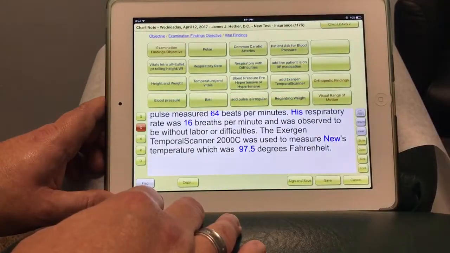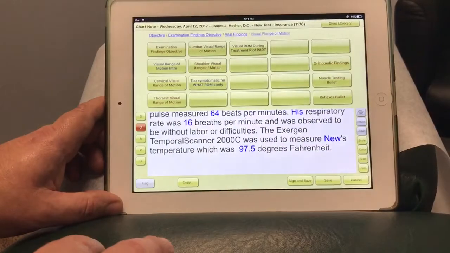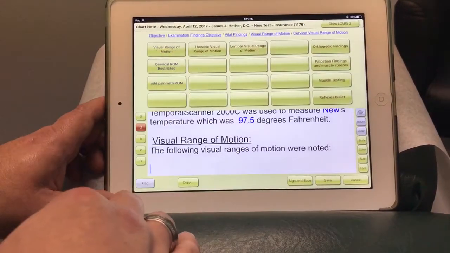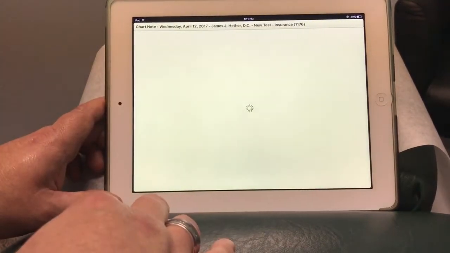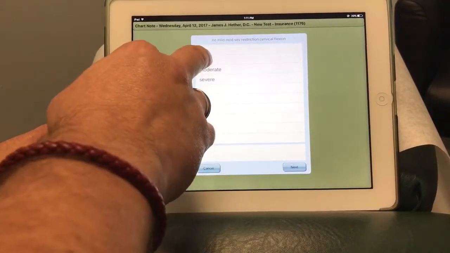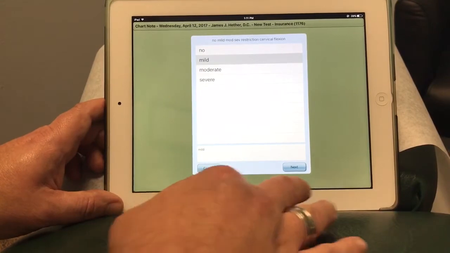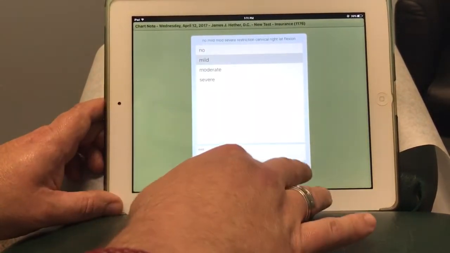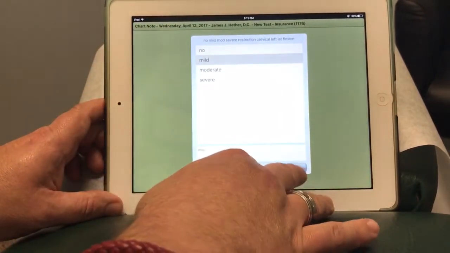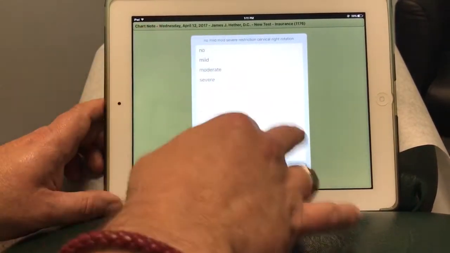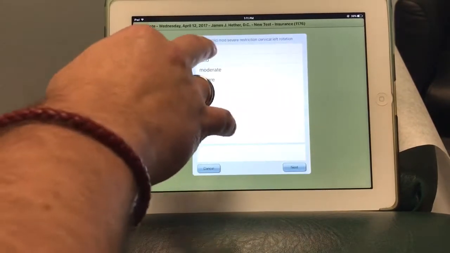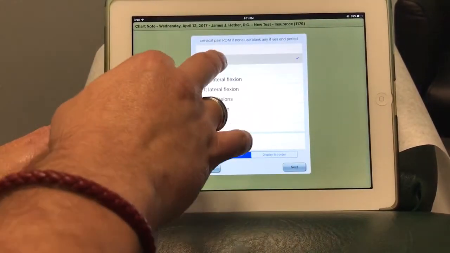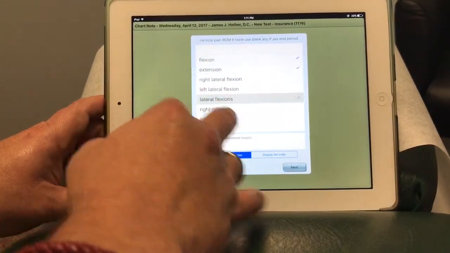Excellent. From there, we go right under range of motion. We're going to introduce the range of motion for the neck. We're going to pick the cervical icon, and under cervical, we'll ask the patient to bend their head forward. They have mild restriction going forward, mild restriction going backwards, mild restriction going to the right, mild restriction going to the left, and they don't really have any problems going from side to side. So rotation is going to be negative, and the patient did have pain with flexion, extension, and lateral flexions.